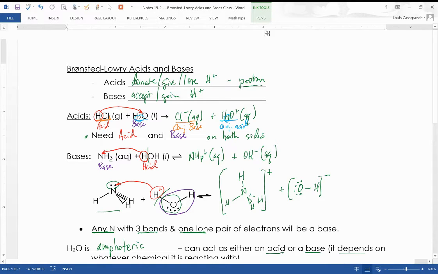Pause for a moment and see if you can figure out, in the ammonia reacting with water, which one is the conjugate acid and which one is the conjugate base. So pause for a moment, see if you can figure it out, and then come back.